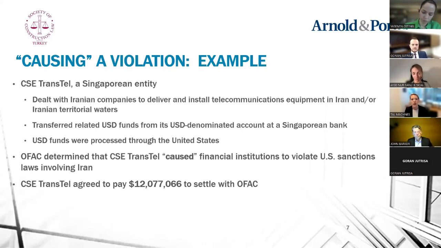So this is a really good example of a non-US entity falling into the jurisdiction of the United States and being required to comply with US sanctions laws because of a pretty tenuous US nexus. And this happens very frequently. It's a very common way that OFAC will exercise jurisdiction over its sanctions laws. Next slide.